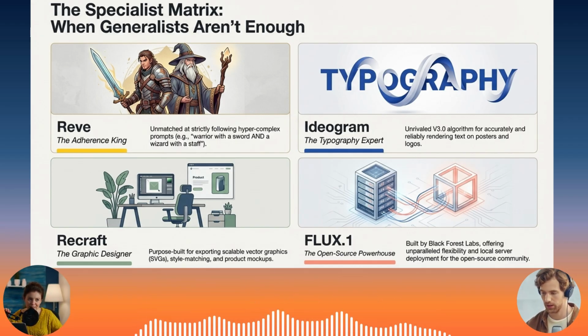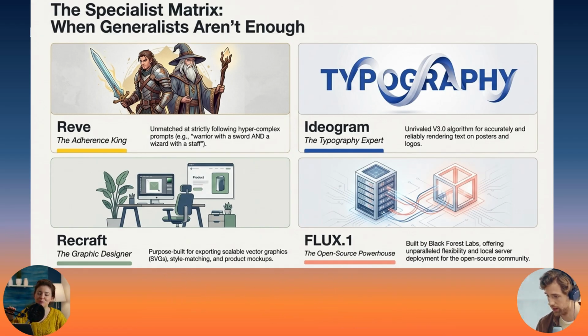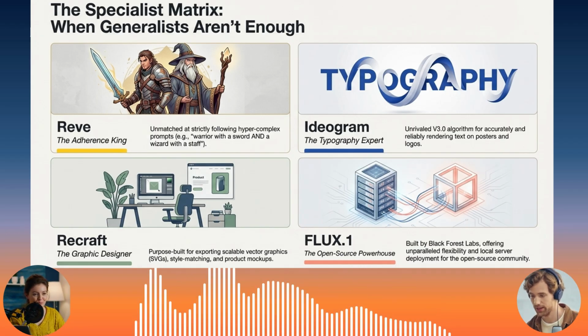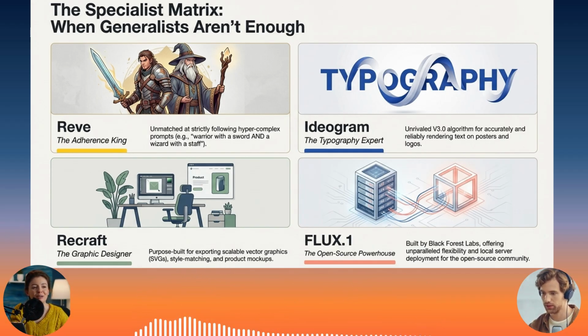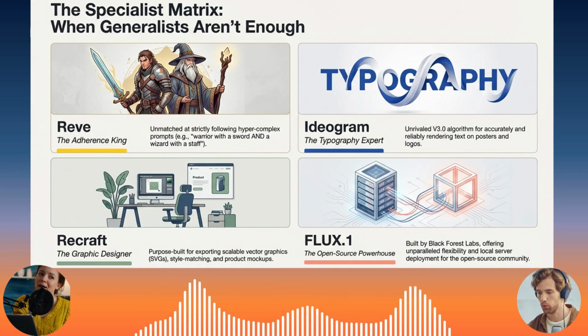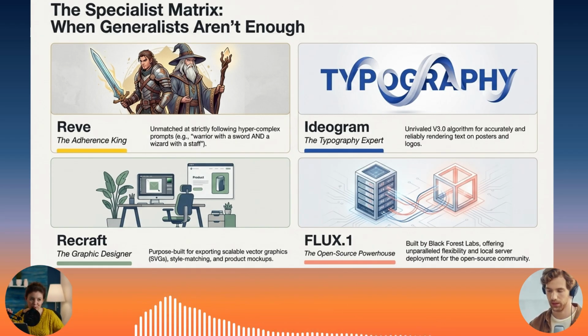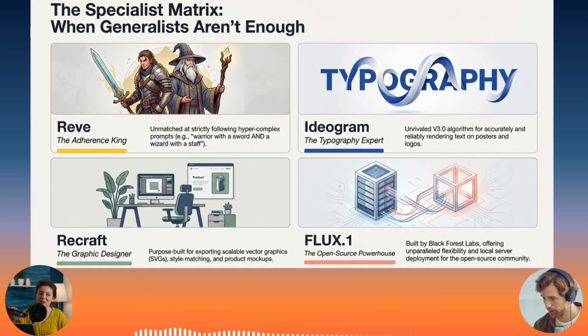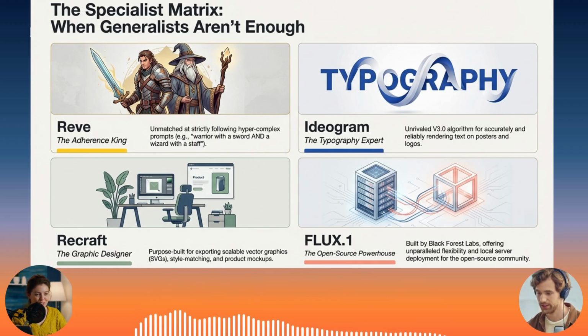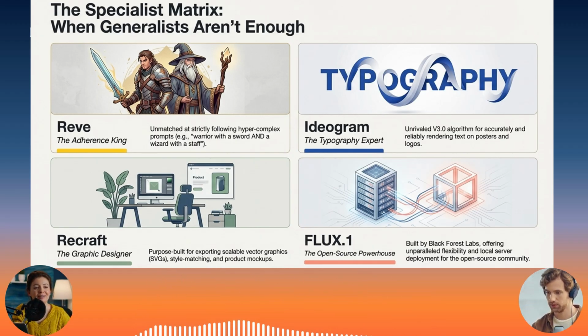That is super useful. The report also mentioned Ideogram v3.0 and Recraft. What are their specialties? Ideogram v3.0 dominates when it comes to rendering accurate, legible text on complex surfaces, like crumpled posters or neon signs. It just handles text beautifully. Recraft, on the other hand, is the absolute go-to for graphic designers. Because of the SVGs. Exactly.